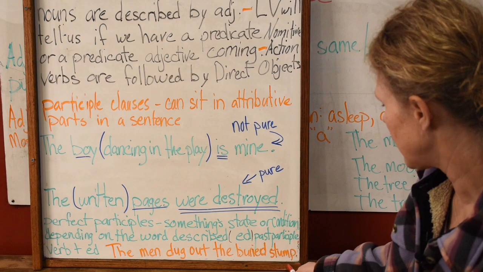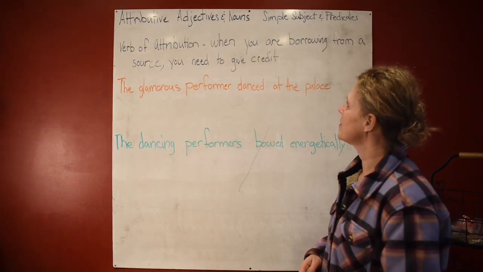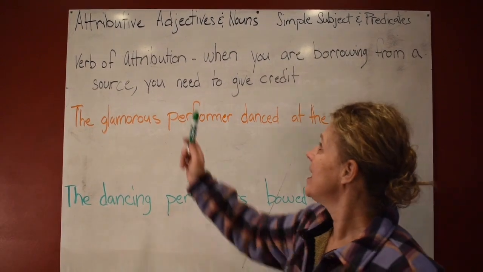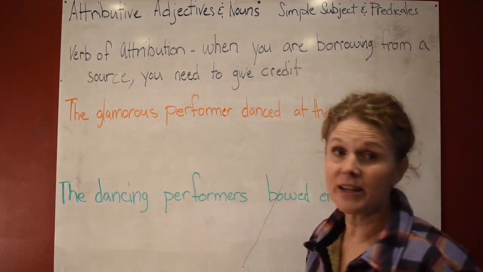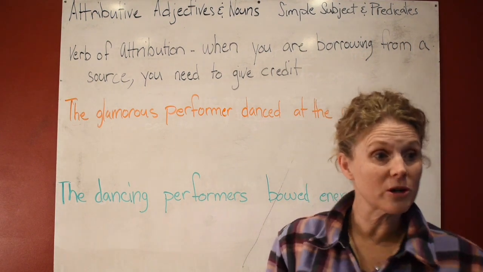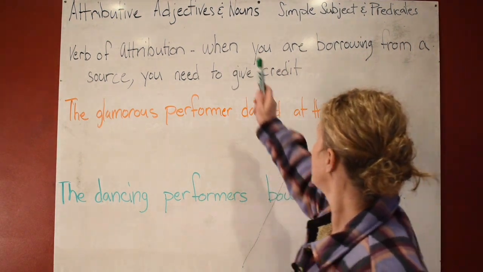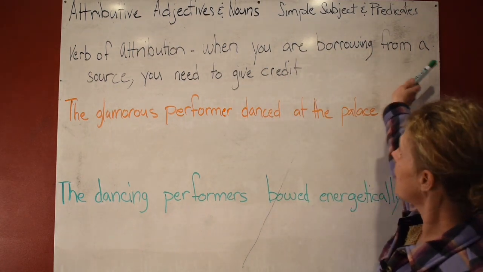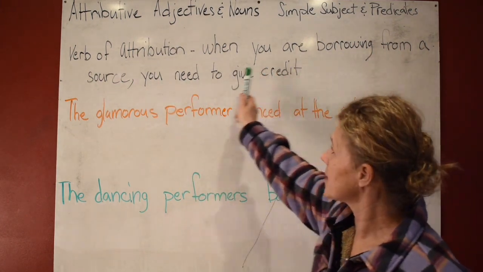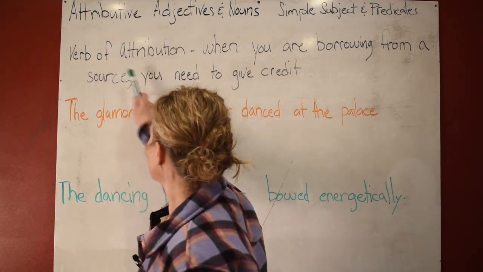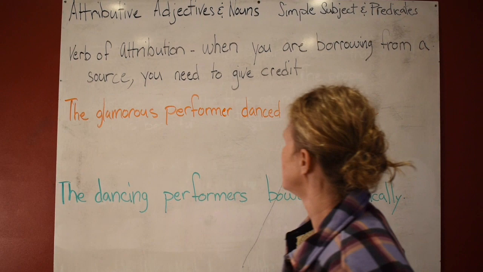Because the men aren't being buried. The stump was buried. Okay, now I just wanted to remind you that a verb of attribution is different than the attributive adjective. Attributive adjectives come before nouns, right? So verb of attribution means when you are borrowing from a source, you need to give credit. So you just need to be really careful with that. Attribution, that's what that means.